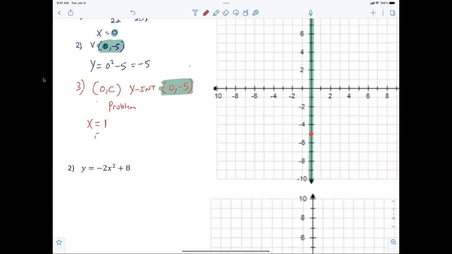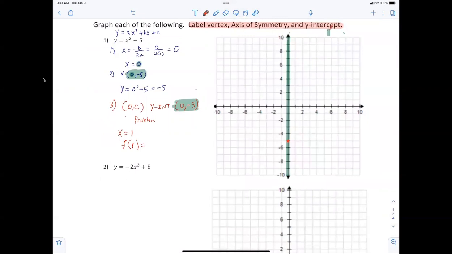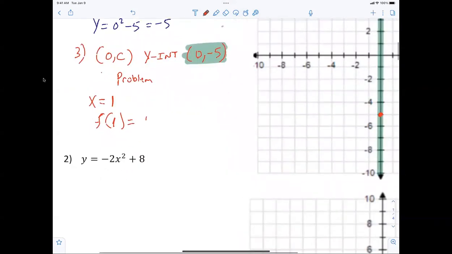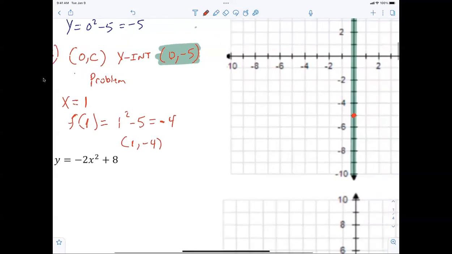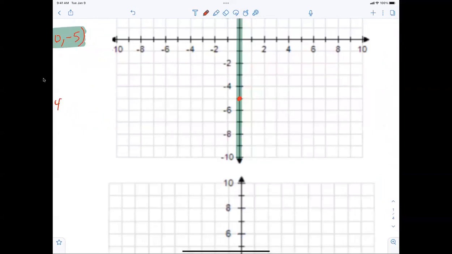All right. So now what is f of 1? Somebody tell me what f of 1 would be. So 1 squared minus 5. What's 1 squared minus 5? Negative 4. So we now know that the point 1, negative 4 is on the graph. So I need everybody to graph 1, negative 4.